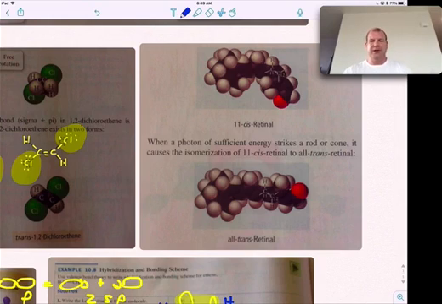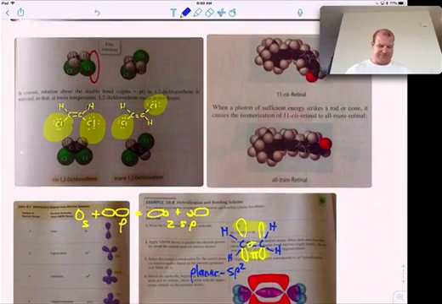the light-sensitive cells in our retina work. So cis-retinal, when a photon strikes it, becomes trans-retinal, and then that sends a signal to our brains. So that is how our eyes work, from cis to trans.